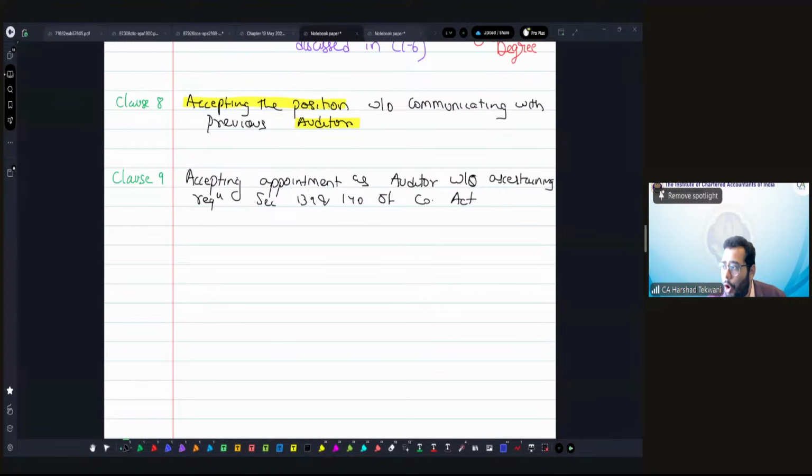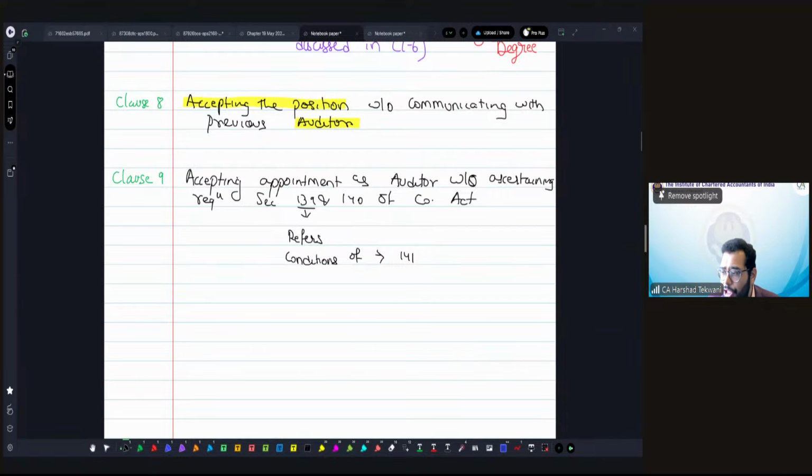The reason, because when you appoint an auditor under section 139(1), at that point in time as a company you need to obtain a certificate that the auditor satisfies the criteria of 141. So 139 itself makes a reference to the conditions of 141. That means now you need to check 139, 140, 141, all the three. If you do not comply with 141, you will not comply with 139, and clause 9 will get attracted. Clear? Any doubt?